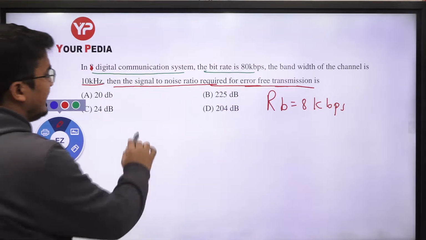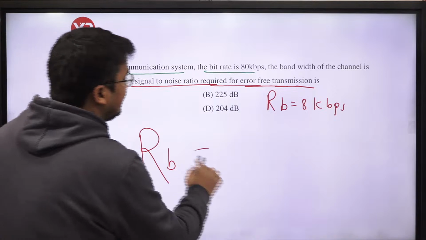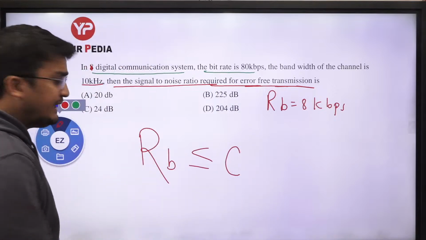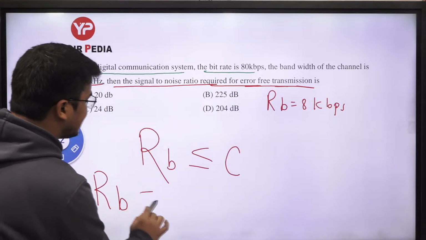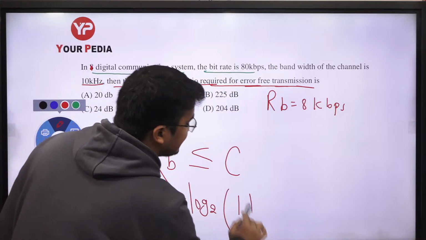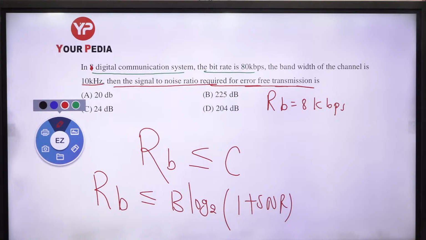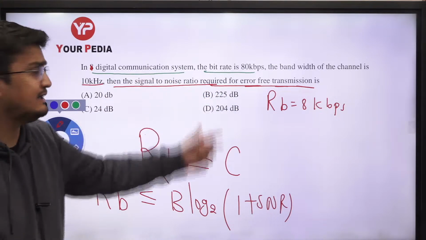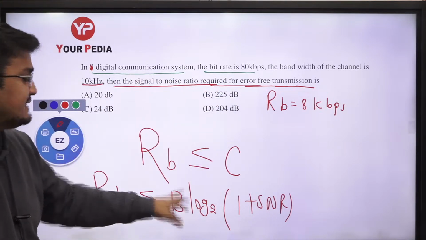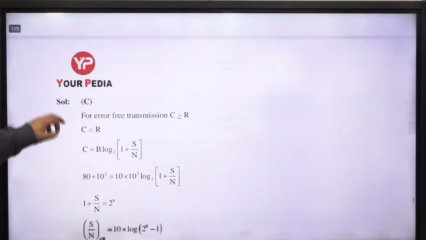Yeah, you know that for error-free transmission, your bit rate must be less than or equal to the channel capacity, right? What is channel capacity? RB less than or equal to B log base 2 of (1 plus SNR), the Shannon-Hartley relation. Is it clear? Signal to noise ratio is being asked here, and RB is given and B is given. Everything is mentioned. So I'm going for the solution. Your correct answer is C.